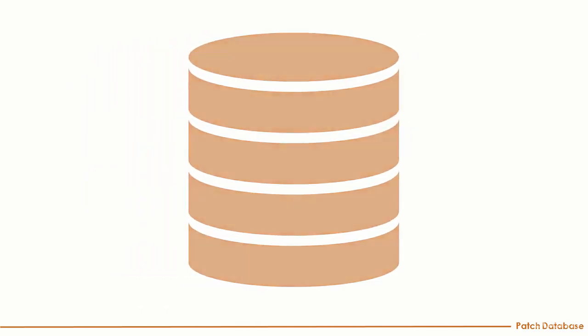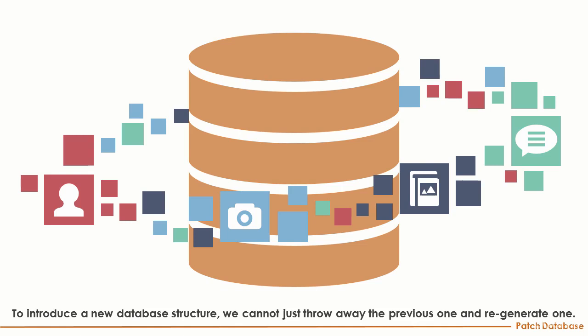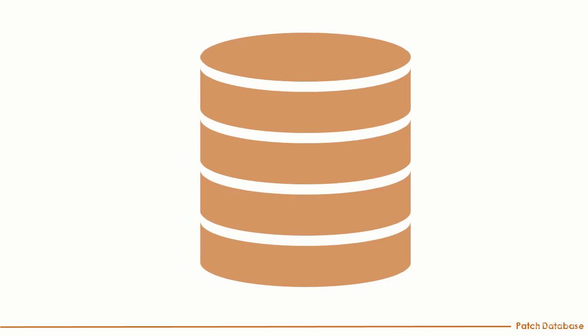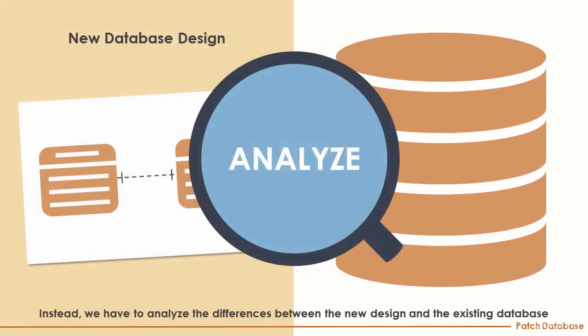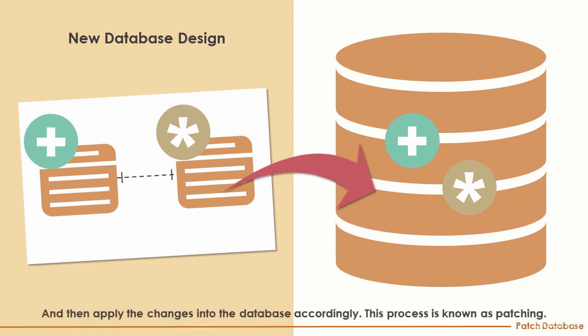As we said before, the database is an important component of your information system. And to introduce a new database structure, you cannot just throw away everything, reinitialize all the database, re-input all the data. What you need to do is analyze the differences between the existing version, the production database, and your new version, the new database design, and then apply the differences to the production database. We call this process a patch database. Most likely, you will do it when you roll out the new version.